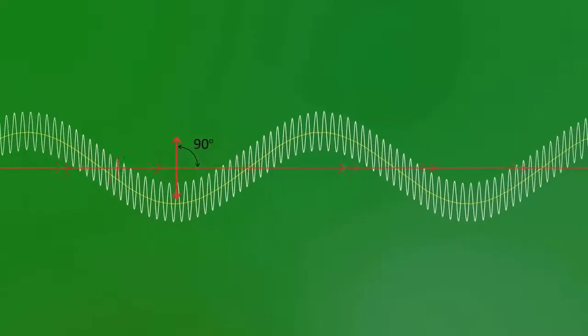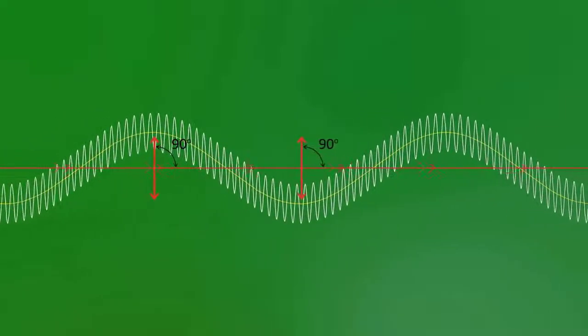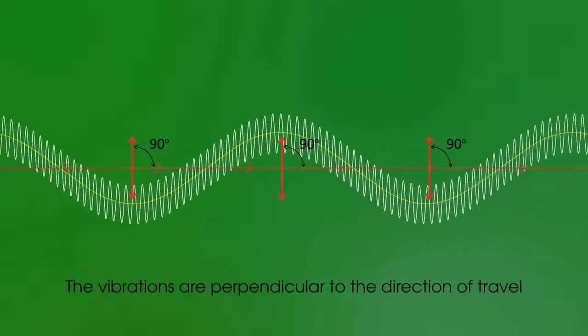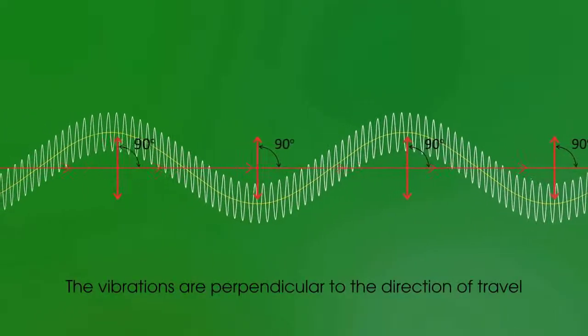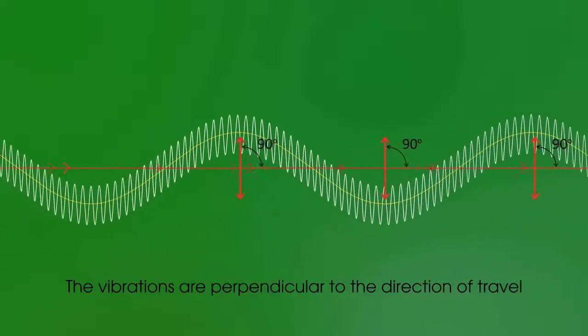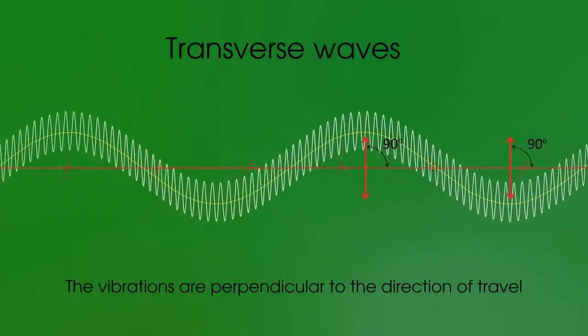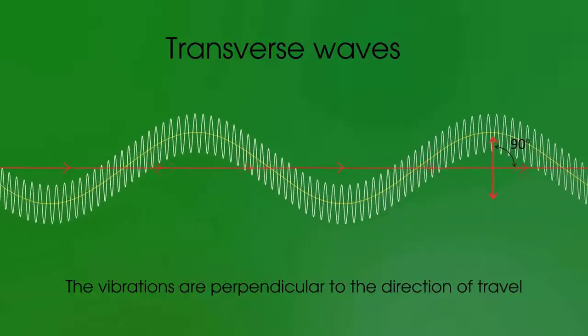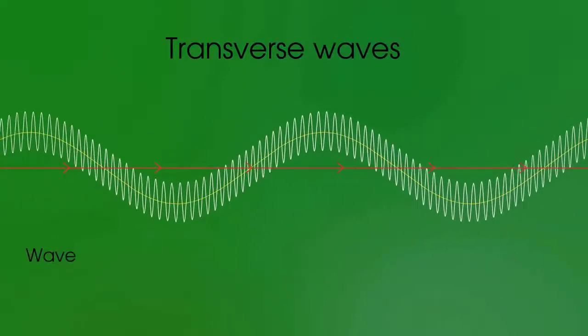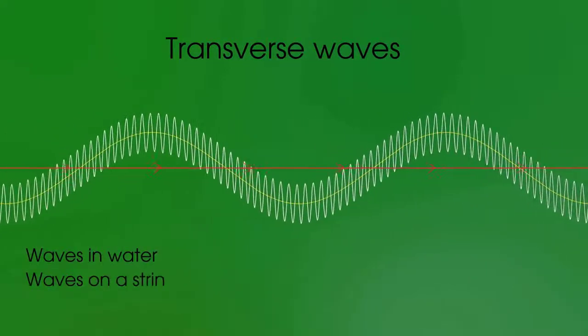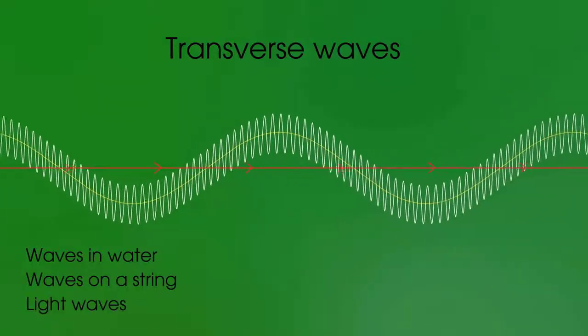If we look at them represented with this slinky, we see that the vibrations are at 90 degrees, or perpendicular, to the direction of travel of the wave. These are called transverse waves, and examples of them are waves in water, waves on a string, or light waves.